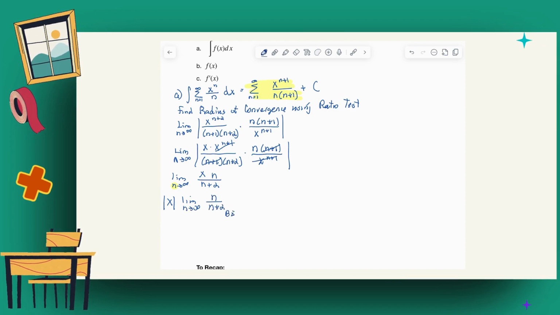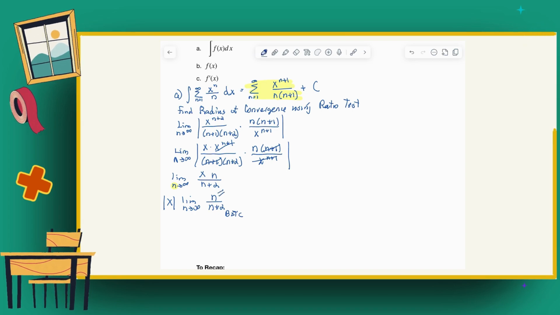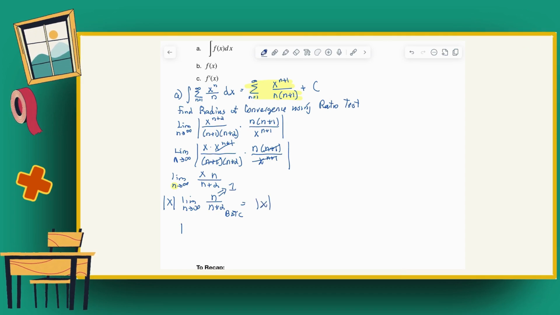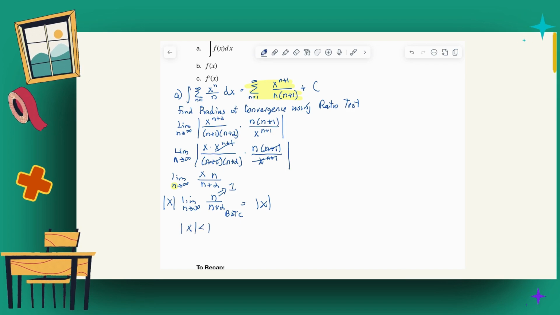That leaves us with the limit as n goes to infinity of n divided by n plus 2, which is our bottom equals our top for our n behavior model, so that is equal to 1. And 1 times the absolute value of x is the absolute value of x. And for the ratio test to converge, that needs to be less than 1. So we have a radius of 1.